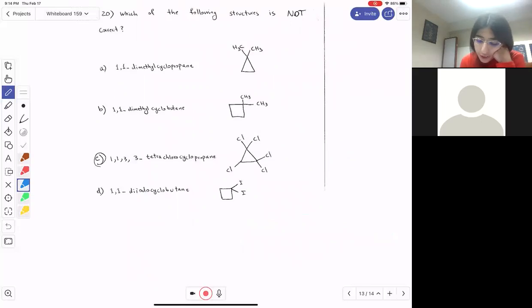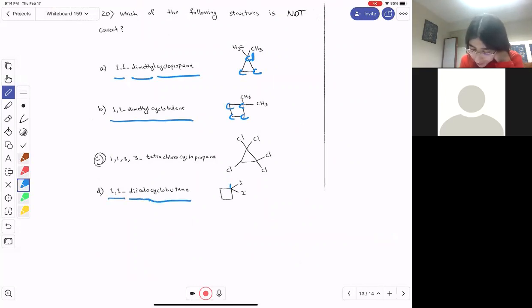Which of the following structures is not correct? So here, first of all, we have cyclopropane, yes. 1,1-dimethyl, this is correct. 1, 2, 3, 4, 1,1-dimethylcyclobutane, this is correct. 1,1-diiodocyclobutane, this is correct.